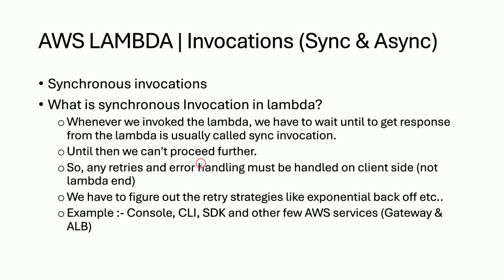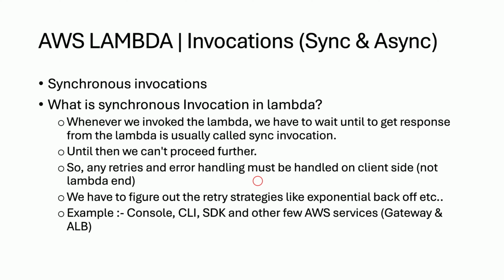Okay, so any retries and error handling must be handled on the client side. Since we are relying on Lambda, if Lambda didn't give the proper result as we expected, right? We got an error from the Lambda. Then we need to retry from our end to get the response from the Lambda. So synchronous invocation should be handled like this. We have to configure our retry strategies like exponential backoff on the client side.